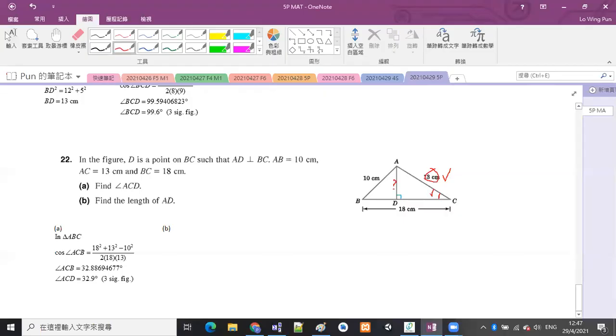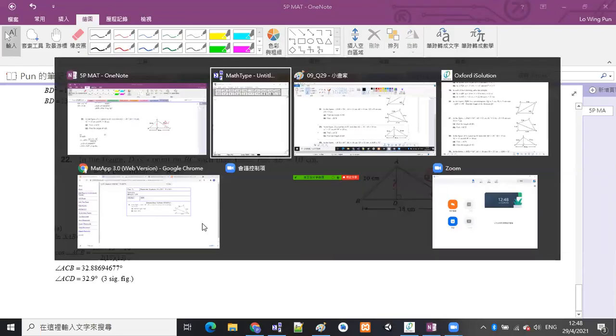Opposite and hypotenuse, that is the first type, the sine theta type. So we need to use sine theta to set up the equation.